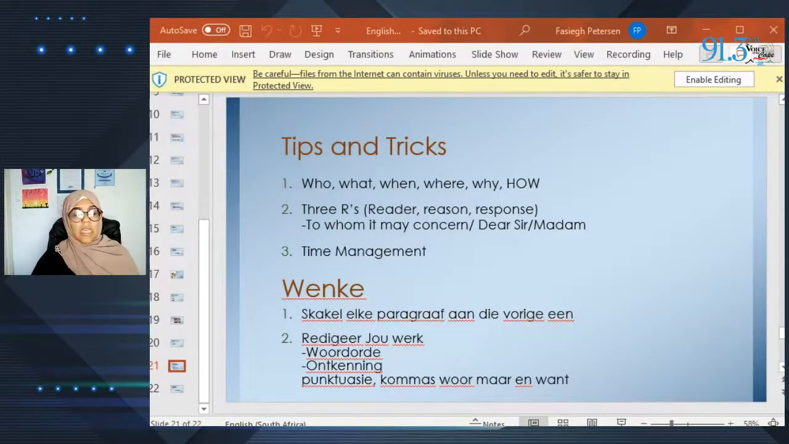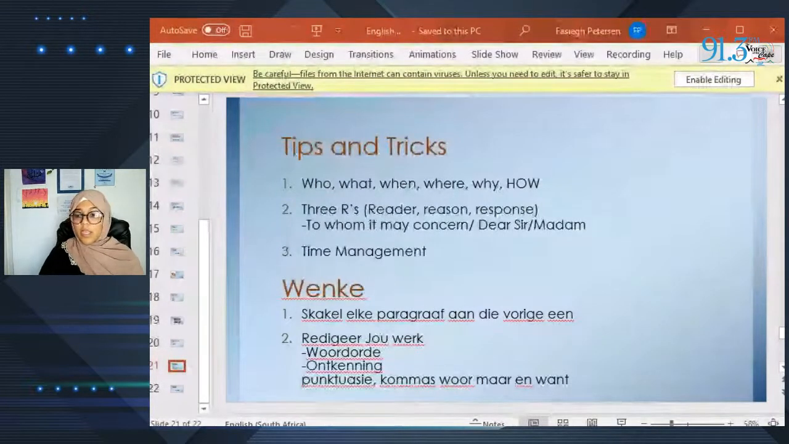Then number 2 is redigering. So redigering is editing. That is important, because if you write something, you are in a certain mindset. Your mind is just stuck there. And if you are locked in that, you don't see things from a varied amount of perspectives. So when you do editing, you are now done with your work, and you try to clear your head, and then you read over it with a different headspace, right? Just so that you can identify whether you made spelling mistakes, whether you made certain errors.